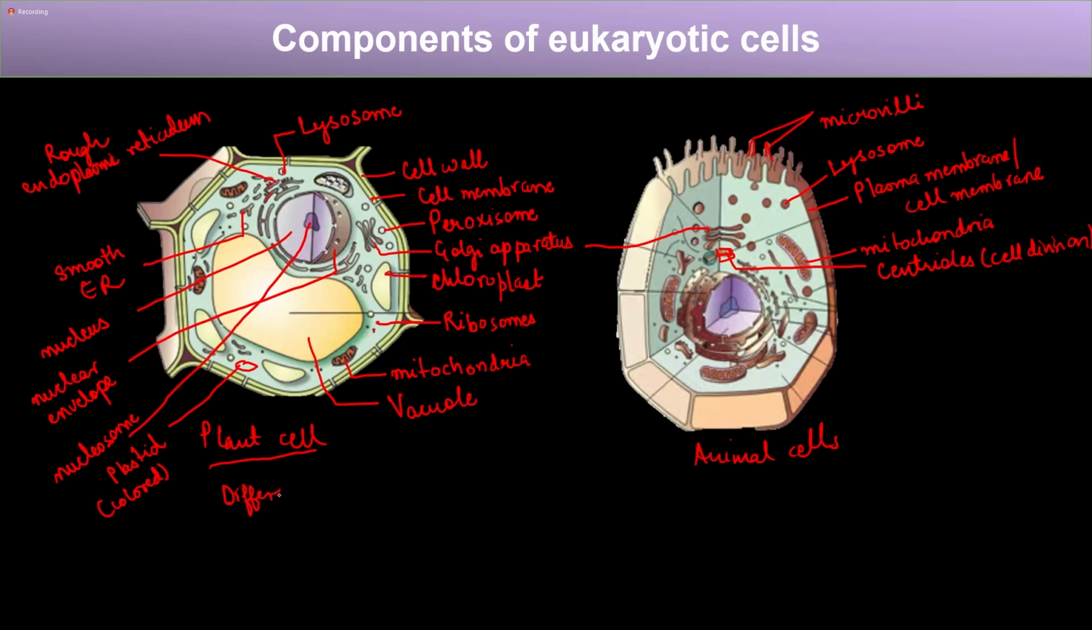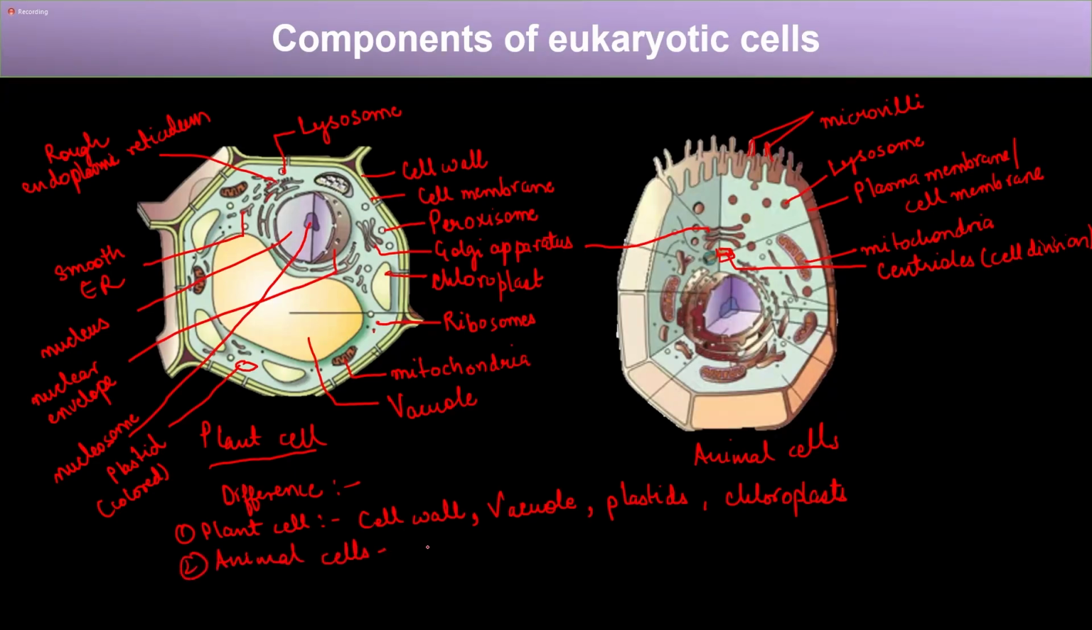The differences in plant and animal cells are, what does a plant cell have in addition? A plant cell has a cell wall that is not present in an animal cell. Apart from this, a plant cell has a large vacuole that is a characteristic feature of a plant cell, and plastids. And one more thing, chloroplast. These are the organelles that are not present in animal cells but are present in plant cells. If you talk about animal cells, what do we have extra in animal cells?